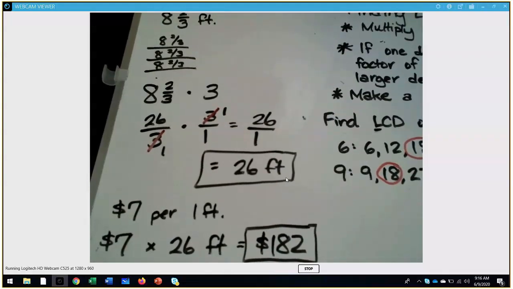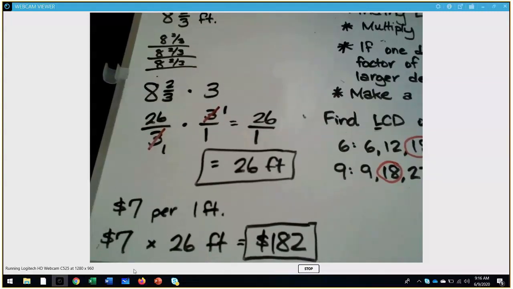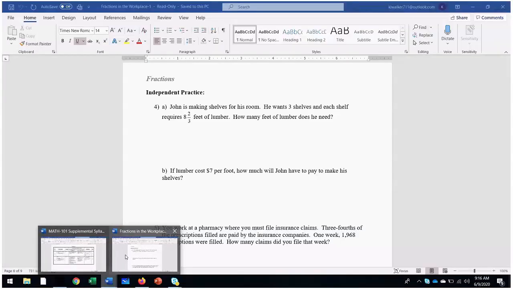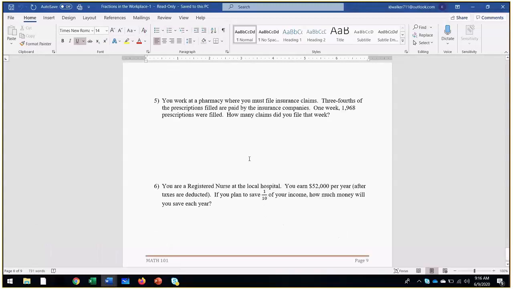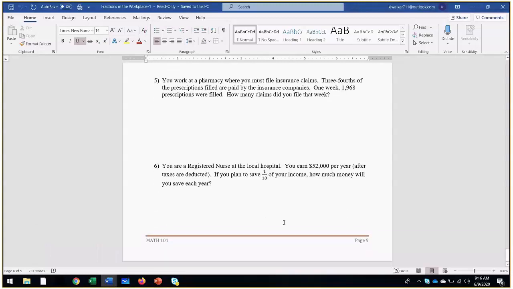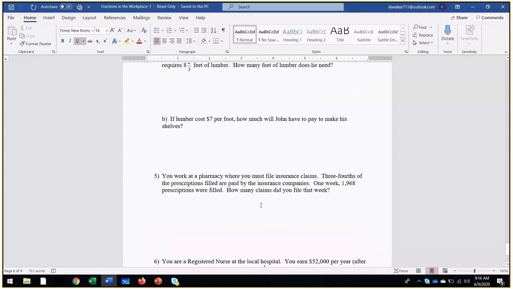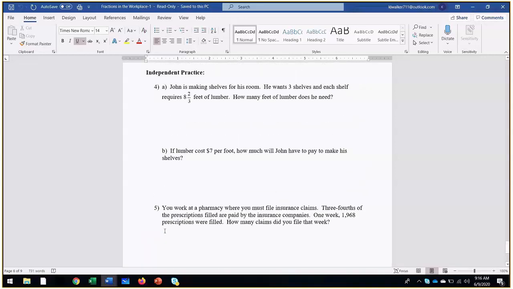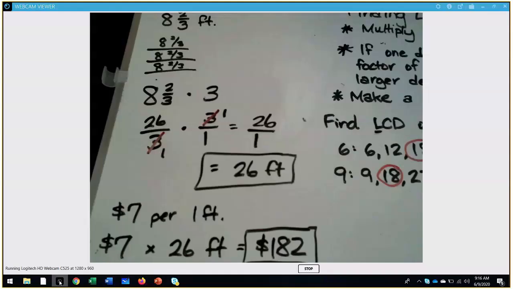I'm going to just take a quick look and see what the other problems are before we stop. I think we've pretty much done all of this here. Yep, just more multiplication ones. So do we have any questions for me right now?